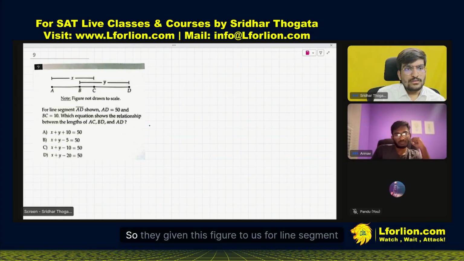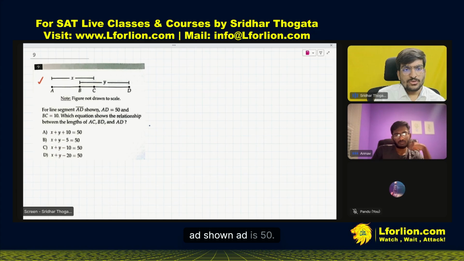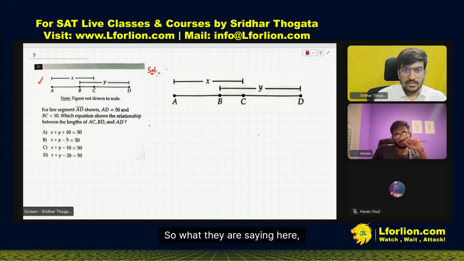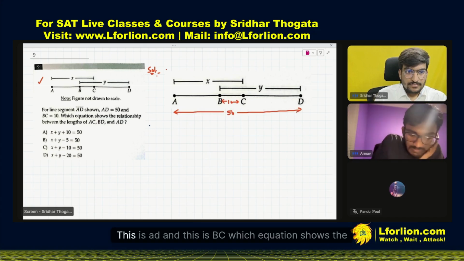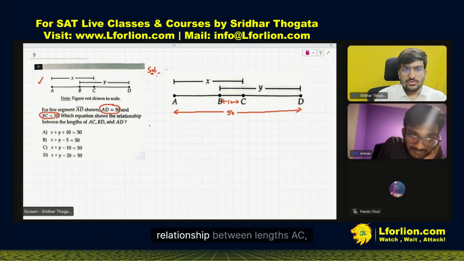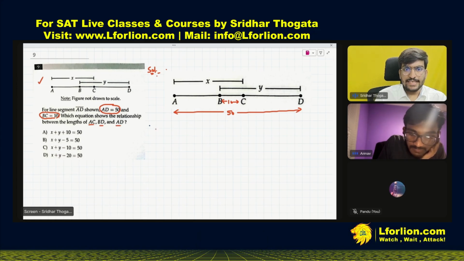Just a second. So they have given this figure to us. For line segment AD shown, AD is 50 and BC is 10. This is AD and this is BC. Which equation shows the relationship between lengths AC, BD and AD? So you can see some options are given. We have to pick one.